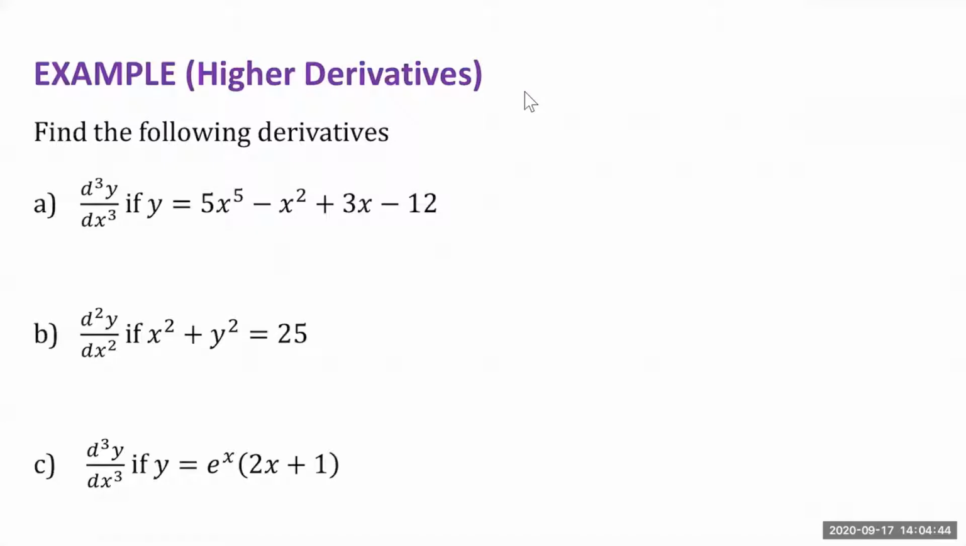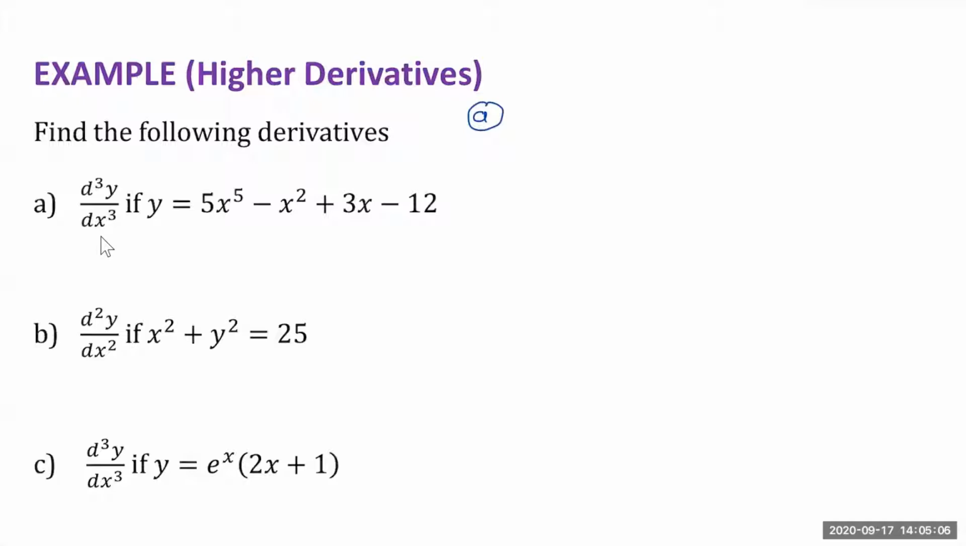So here we are going to explore or find the higher derivative. And we have a quick example on that. Example, find the following derivatives. So here is the function given in part A, and we are asked to find the third derivative.